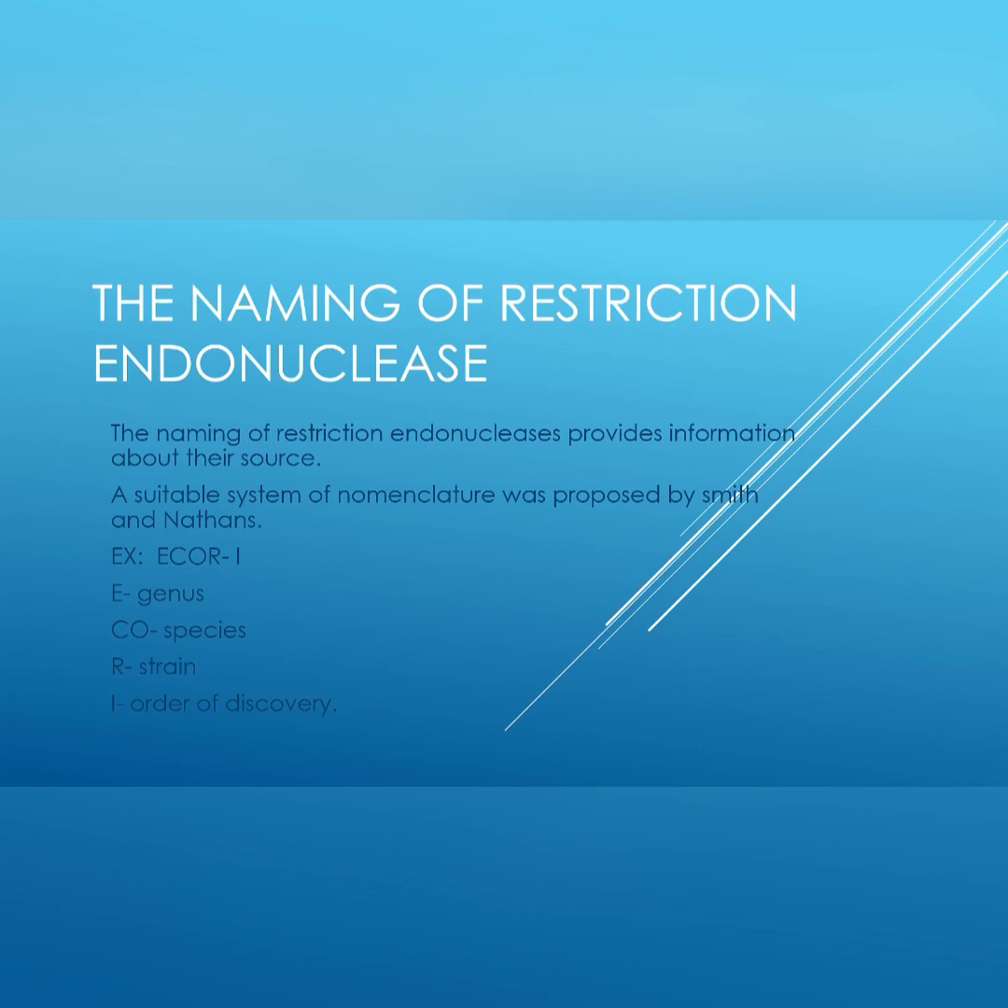For example, EcoRI. In EcoRI, the first letter E represents the genus, and the next two letters co represent the species, and the final letter R represents the strain, and the I represents the order of discovery. The EcoRI full form is Escherichia coli, R is from strain RY13, and I is because it is the first enzyme to be isolated from the given strain.